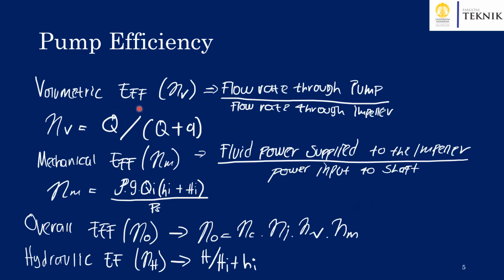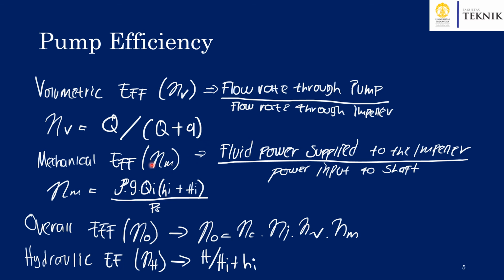The third part of the efficiency is called the volumetric efficiency, or NV, that is a function of the flow rate through the pump divided by the flow rate through the impeller. So we have the capital Q as the flow rate through the pump divided by the capital Q plus the small q, which is the amount of fluid being recirculated inside the impeller. So this is the volumetric efficiency.